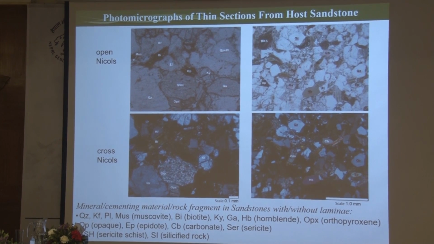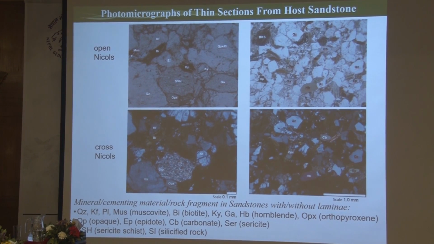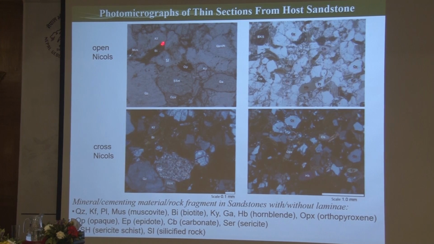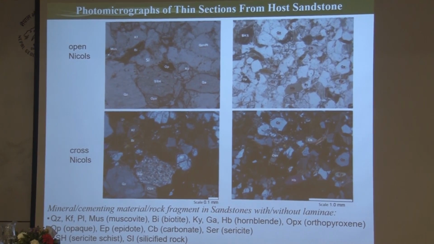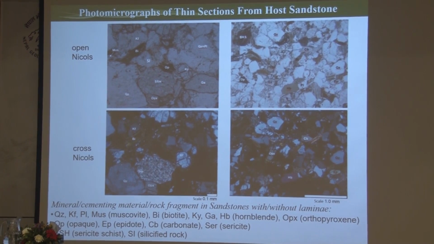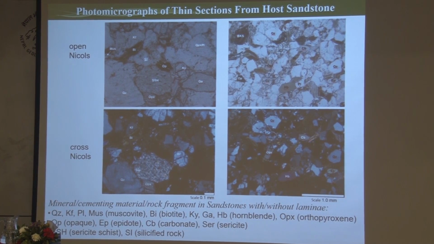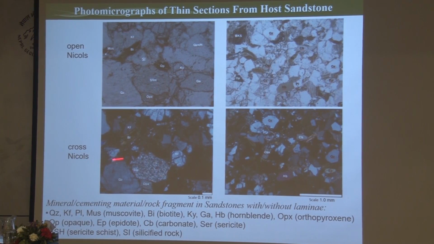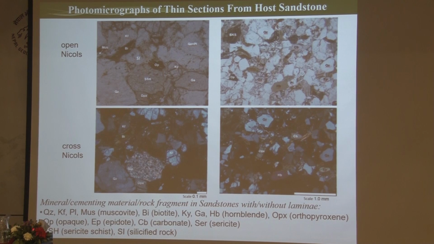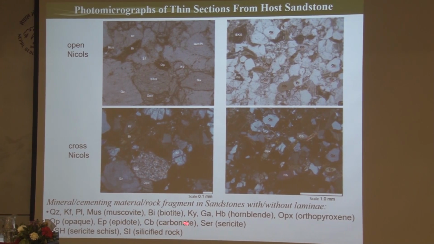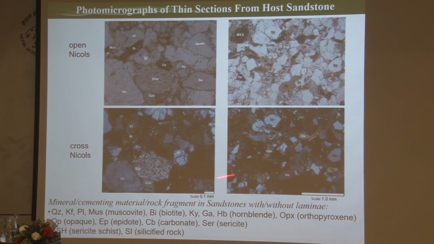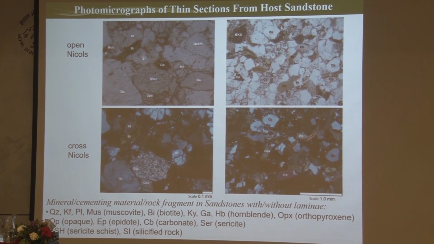For the host sandstone, in this one also we have a little bit of hematite, but less in quantity than the purple laminate. A few garnets are present also in the host sandstone, which are a bit coarser, and various other minerals such as biotite, hornblende, orthopyroxene, and others have been identified.